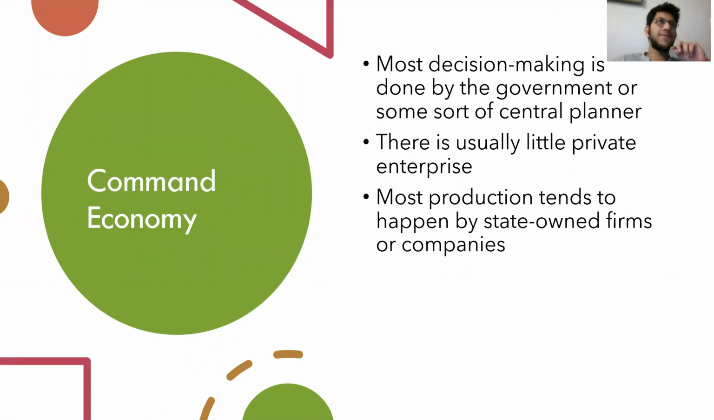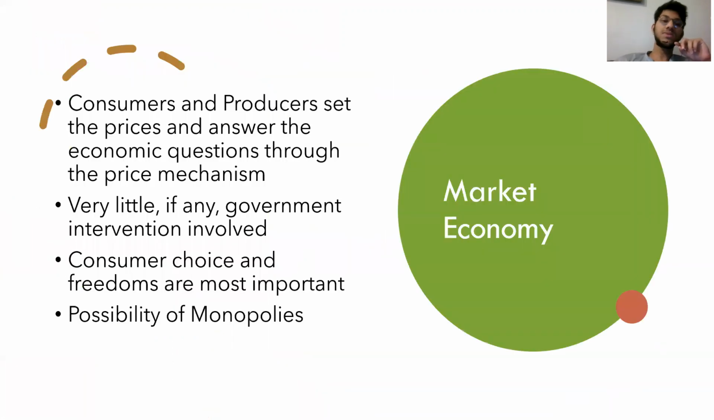There aren't many examples of purely command economies right now, but China and Russia at a certain point were fully command economies, where the government usually had the most influence over most decisions. There is usually very little private enterprise, which means that there isn't a lot of capitalism as we know it right now. Most decisions do tend to be taken by the government.